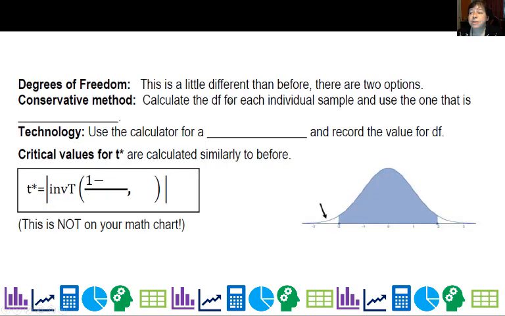Degrees of freedom. Now, this is a little different than before because we have two samples. It's still like the t interval, but which one do we use? There's a conservative method where you calculate the degrees of freedom for each sample and use the smaller one. So you can do that if you need to show handwork. But honestly, most of the time when you're doing a t interval, you're going to be using the calculator, and it will do it for you.